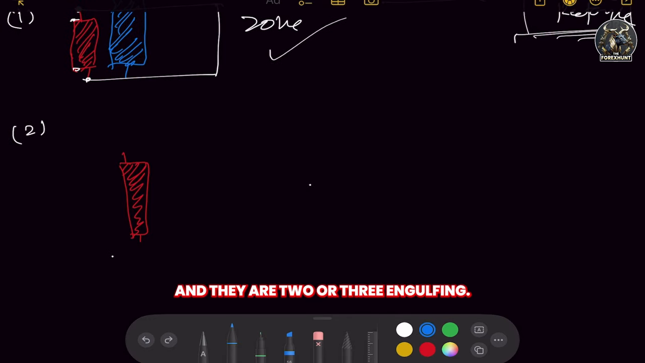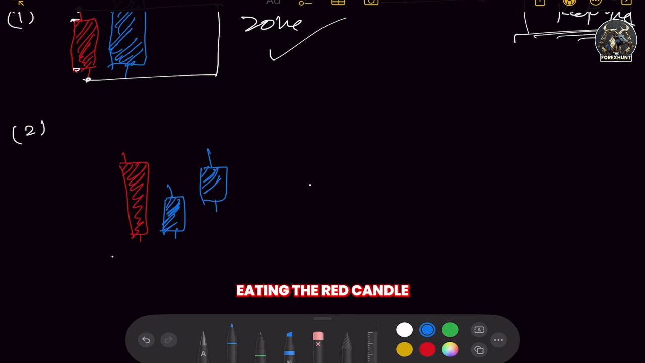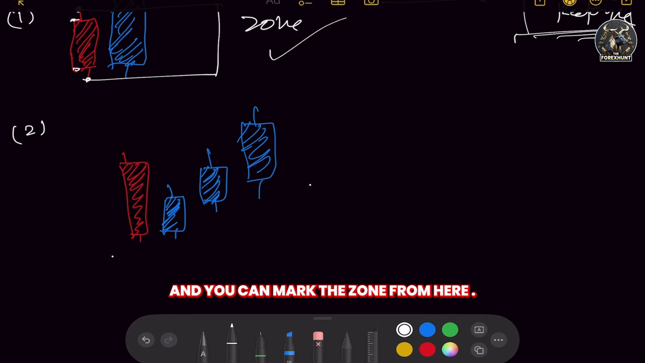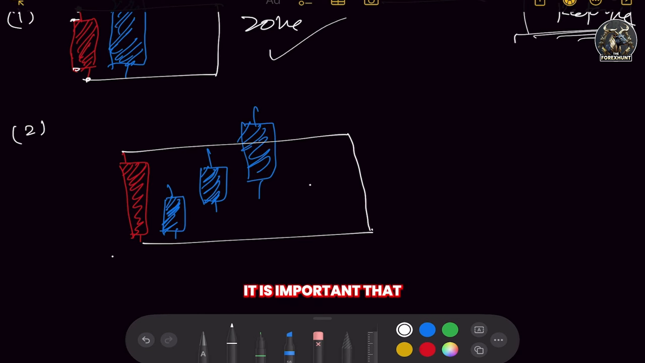Yeah, and there are two or three engulfing, sorry, two or three buyer's candles eating the red candle like this, and you can mark the zone from here. It is important that after drawing the line from this wick, this engulfing buyer's candle should break over the zone, this line, and close above the line.